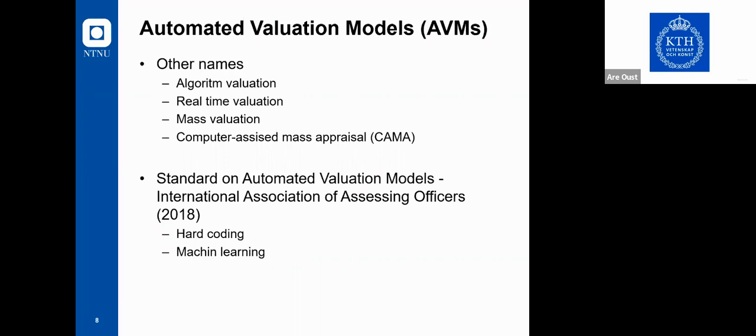So automated valuation models has a lot of other names. I guess AVMs is more and more becoming the front runner among the names, but when you do research, you will find a lot of other names being used for the same thing. Traditionally, hard coding has been used in AVMs, but now more and more are becoming machine learning because of what I said, better data power and better tools there.